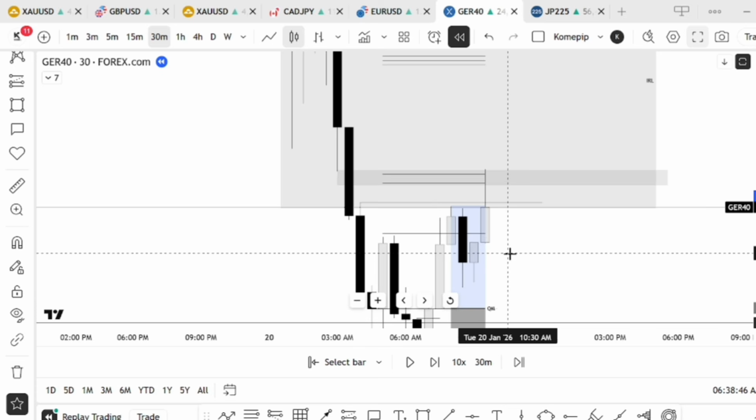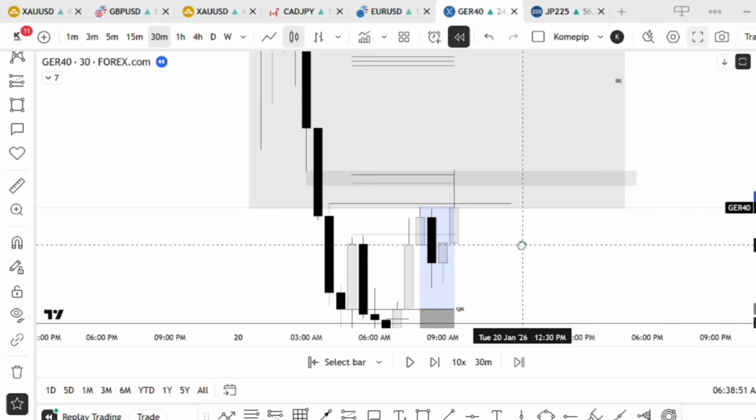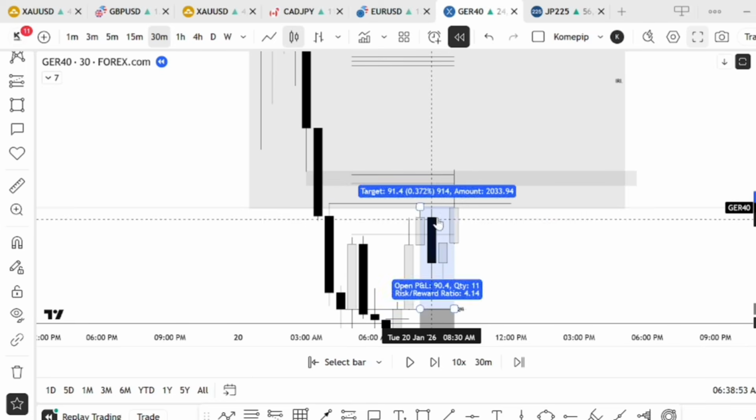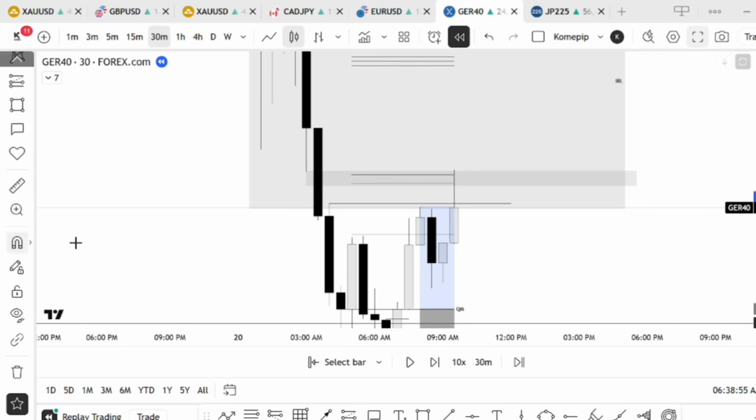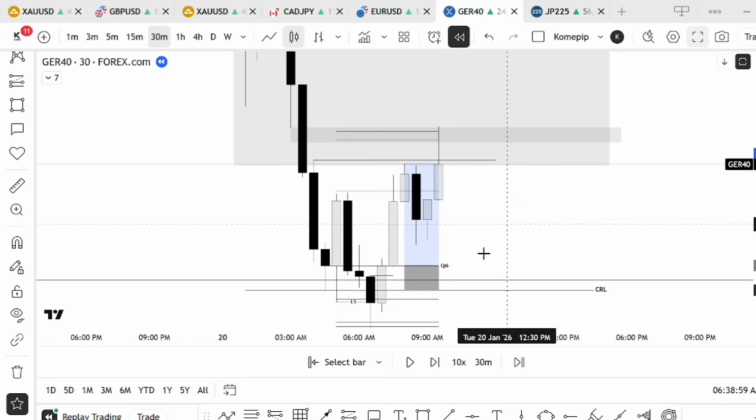Okay, so we have a push to the upside, and of course that's a very nice reaction. However, I'm not going to enter directly. We'll wait patiently for some confirmation so that we'll be very sure that, okay, price might be willing to come to the downside.